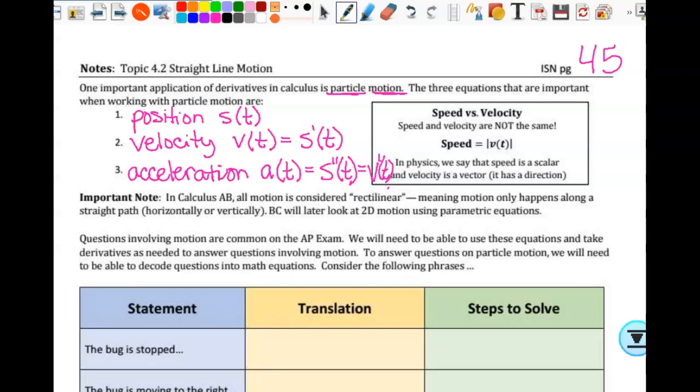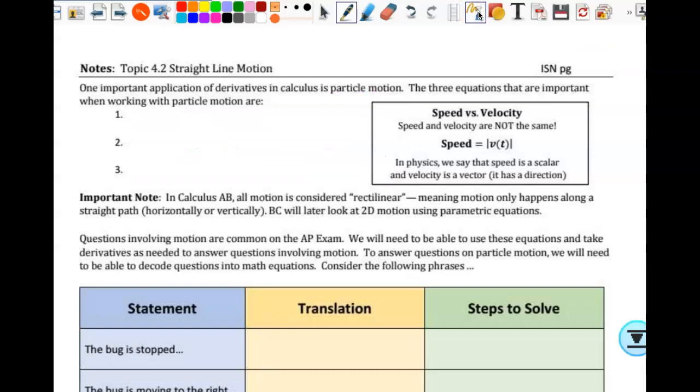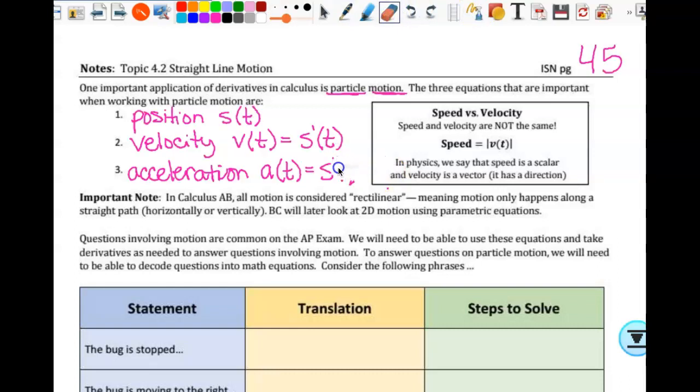Sorry that I wrote so big. Can you read that? Let me rewrite it. Oh, no, that's not what I meant to do. I shouldn't have written so big. So that's A of t, which is V prime of t, which is S double prime of t. There you go.